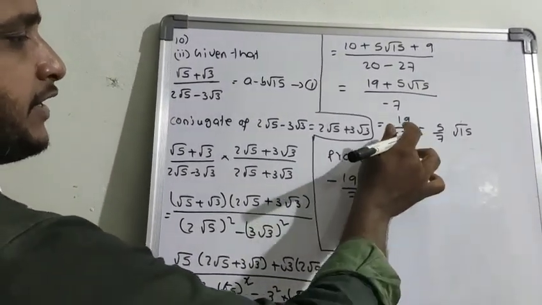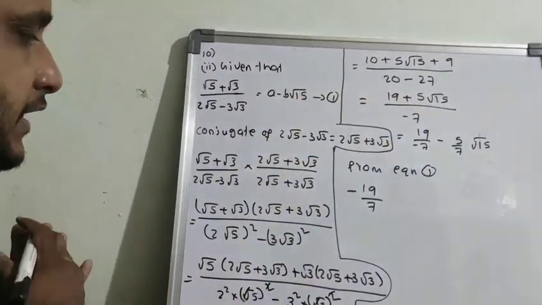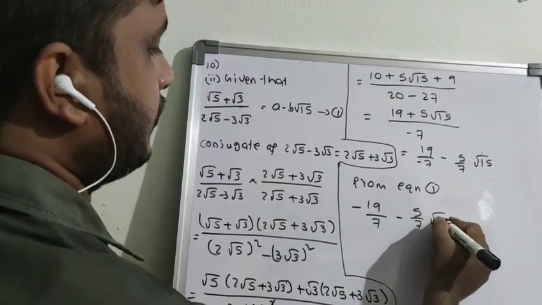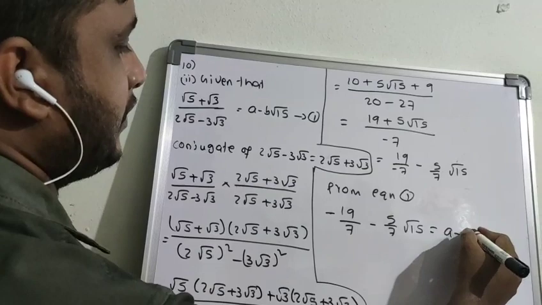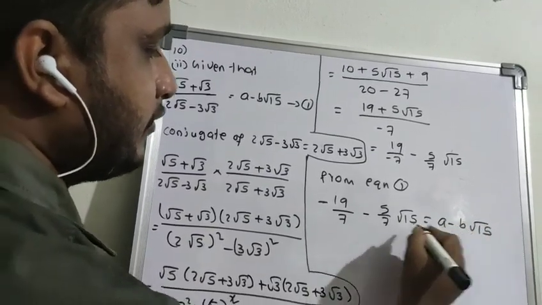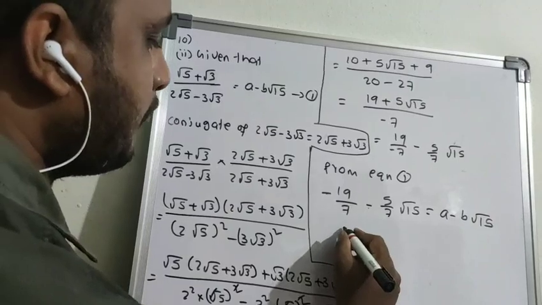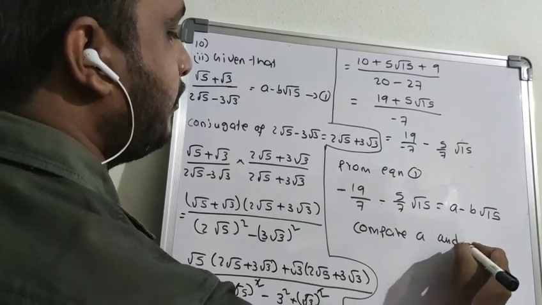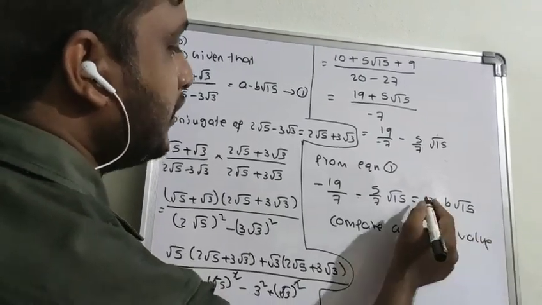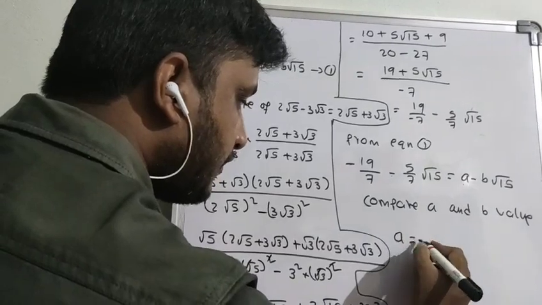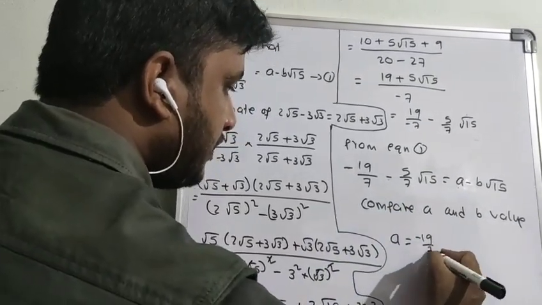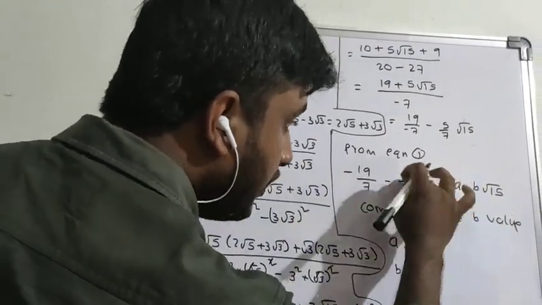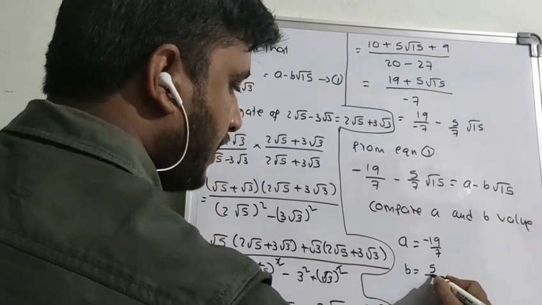So you don't need to worry, you can write the minus in the numerator or denominator or middle, everything is the same only. Minus 5 by 7 root 15 is equal to a minus b root 15. If you observe, minus and root 15 is there, so compare a and b values. In the place of a, minus 19 by 7 is there. In the place of b, minus is here and here is the same common. In the place of b, only 5 by 7. So b equal to 5 by 7 is the answer.